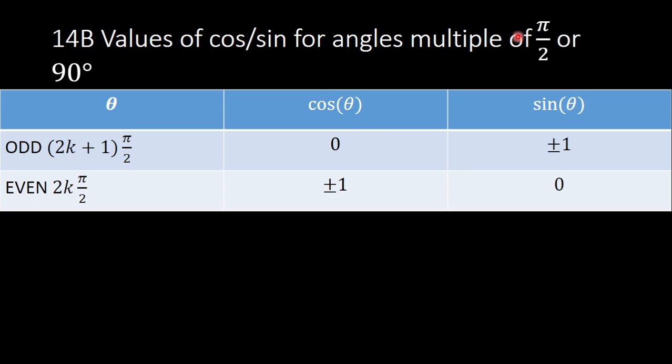Okay, now if you have specific angle values, there are multiples of 90 degrees or pi on 2. So let's look at pi on 2. If your multiple is an odd number, so pi on 2, so odd, that would be 2k plus 1. So the multiple will be 1, 3, 5, and so on. So it's an odd number. The coordinate of that point is 0, positive, or -1, depending where you are on the circle.